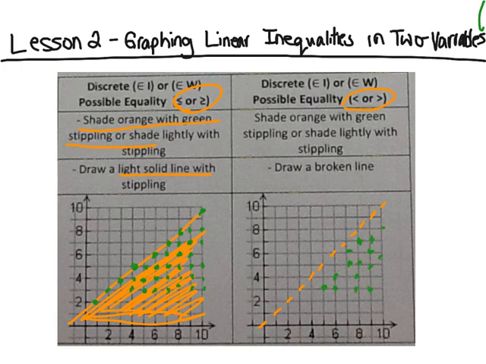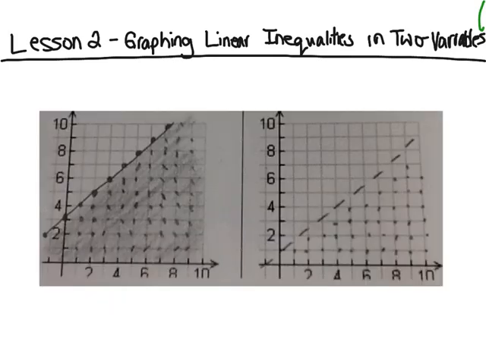So your graphs could look something like this. Light shading or no shading, but dots in every intersection. If you were shading with colors, this color would be orange, and the dots would be green.